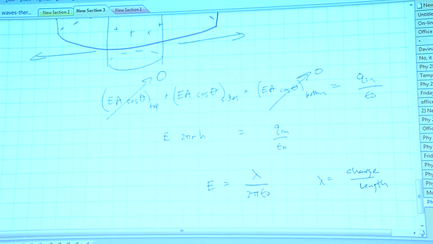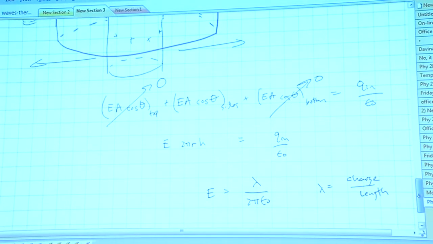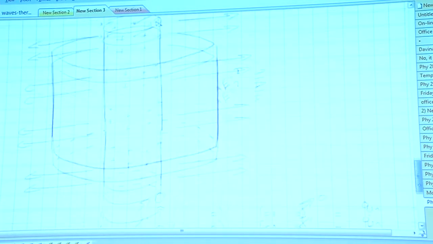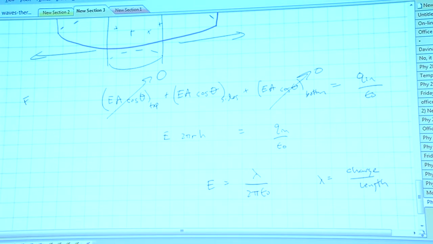Charge per unit length. It's just as if it was a line charge, because you've got the cylindrical symmetry. What's the electric field? Let's give this a radius capital R. So this is for little r greater than capital R, right? When we're outside of the cylinder.